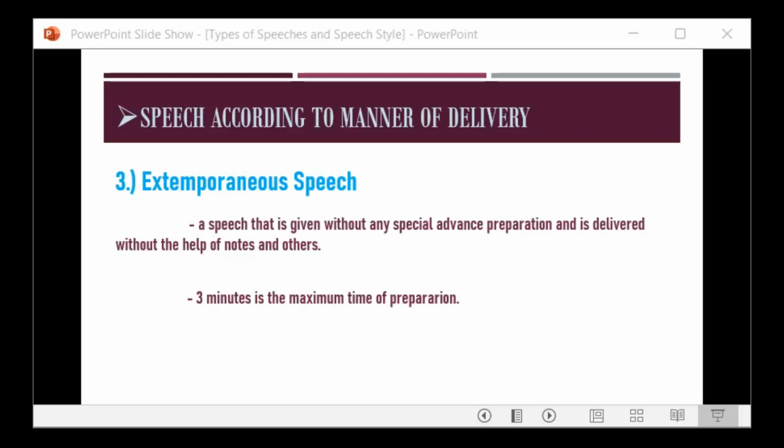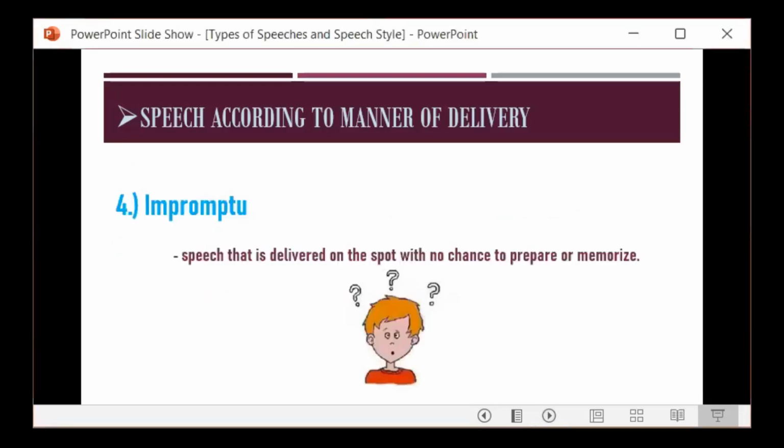Now, for the last type of speech according to manner of delivery, this is what we call the impromptu speech. So this is the speech that is delivered on the spot with no chance to prepare or memorize. So impromptu speech refers to a presentation of a speech without advanced preparation, or in other words, it's on the spot. So one of the advantages of this is that it's spontaneous and responsive.